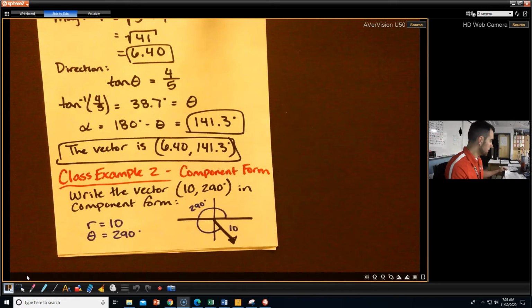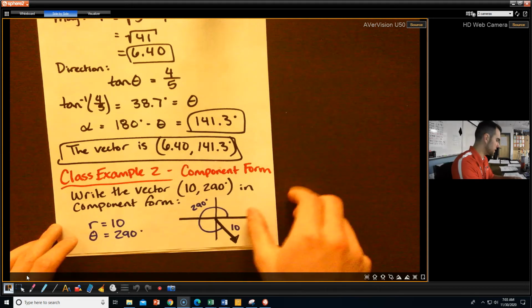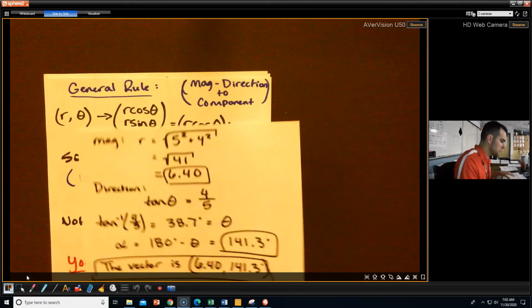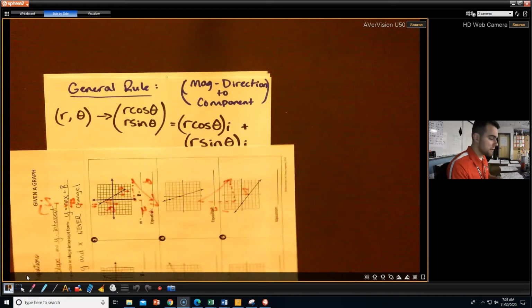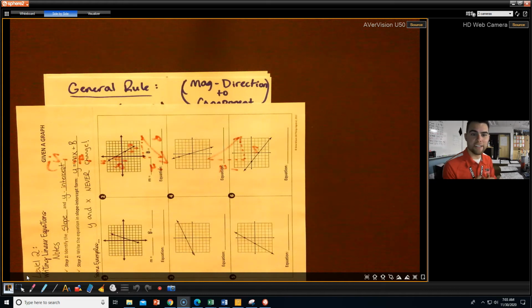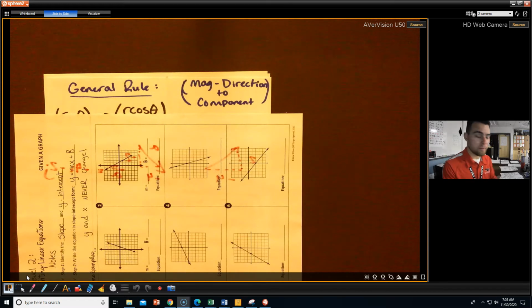All right, let's see going the other way. Let's take something that's in polar form and put it in component form. So here's my r, and here is my theta. Let's go through how that works out exactly. Well, we don't really have a whole lot of tools yet, but here's a good general rule for this. This is magnitude direction to component form.